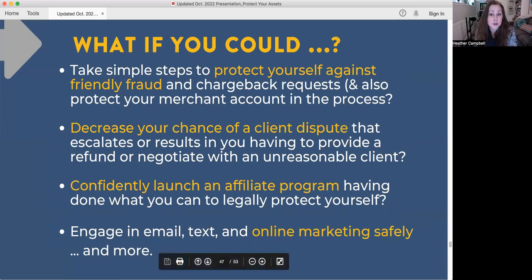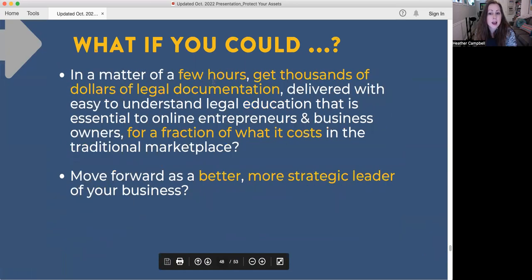People often don't understand you can actually lose your merchant account. There's a whole rating system and risk analysis that they go through. What if you could decrease your chance of a client dispute that escalates or results in you having to provide a refund or negotiate with an unreasonable client? What if you could confidently launch an affiliate program, having done what you can to legally protect yourself? What if you could engage in email, text, and online marketing safely, and more? What if you could, in a matter of a few hours, get thousands of dollars of legal documentation delivered with easy to understand legal education that is essential to online entrepreneurs and business owners for a fraction of what it costs in the traditional marketplace?